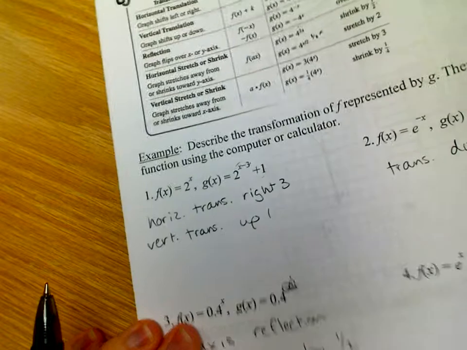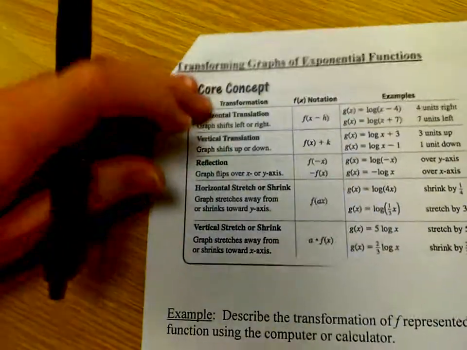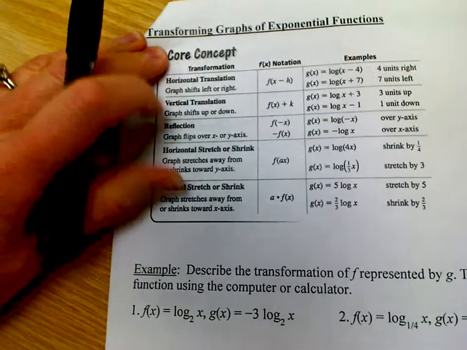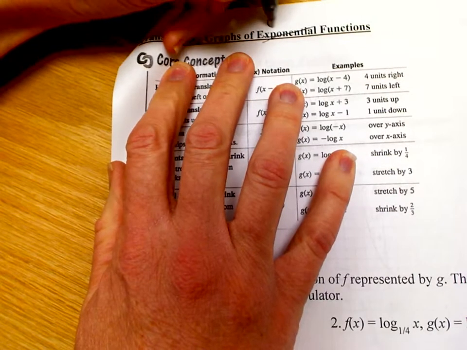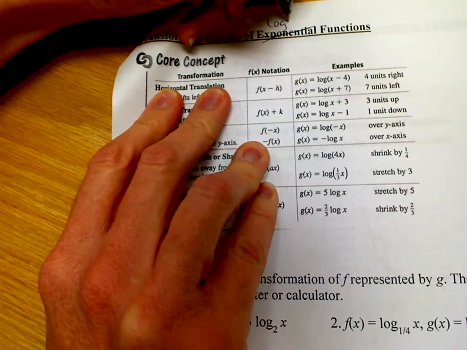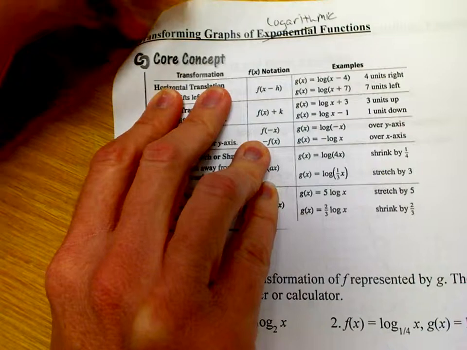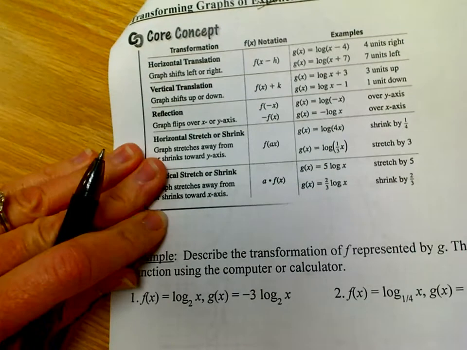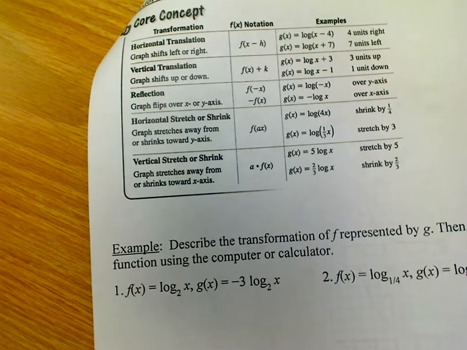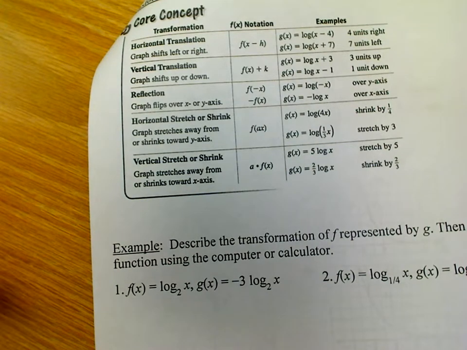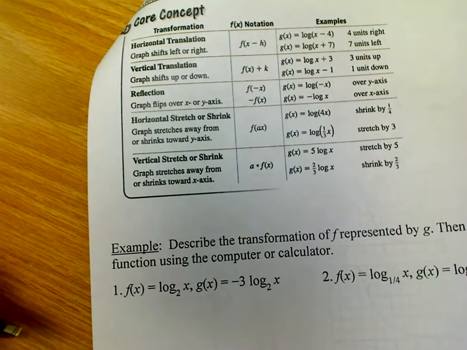On Friday, we talked really about the same thing, but just how these show up as a log problem. And if you look on this side in the core, and it says exponential at the top, it's supposed to say logarithmic. So you can just change that. But really, just because it's a log function, you'll notice that the transformations really show up the same way in your equation. And so again, we just practiced describing the transformation we see.